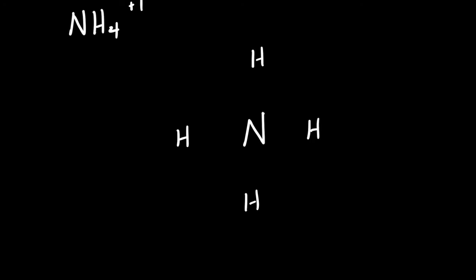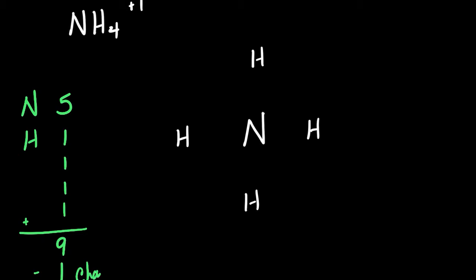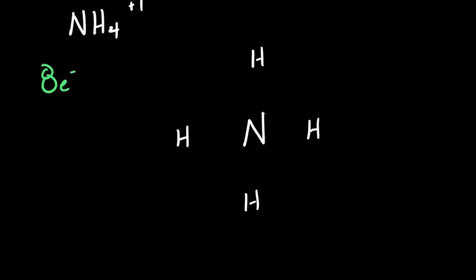Next, I'm going to add up the valence electrons in this structure. Nitrogen has 5 valence electrons, and each hydrogen has 1 valence electron, which brings that total to 9. And I also have a +1 charge here, which means that I need to take away 1 electron from this total. And so that means that there will be 8 valence electrons in this structure for me to distribute.